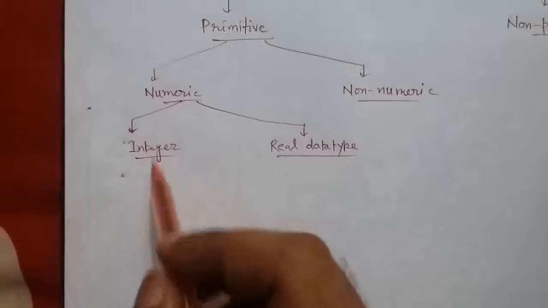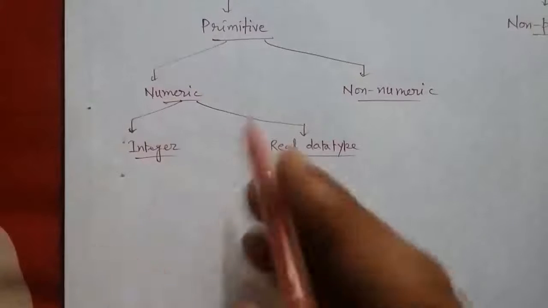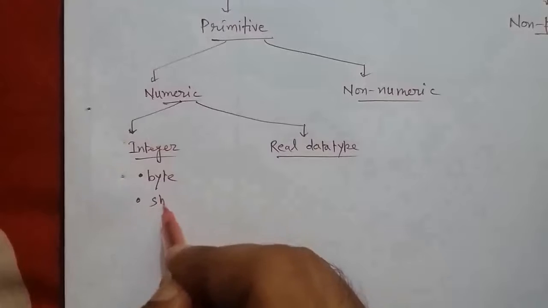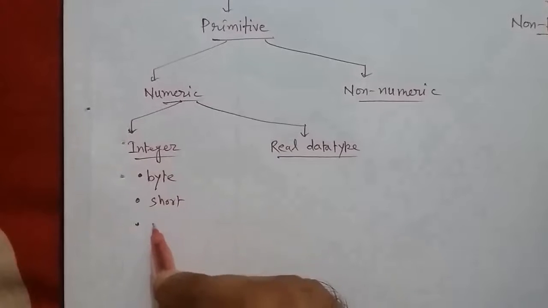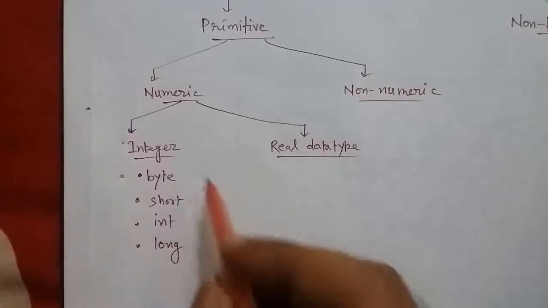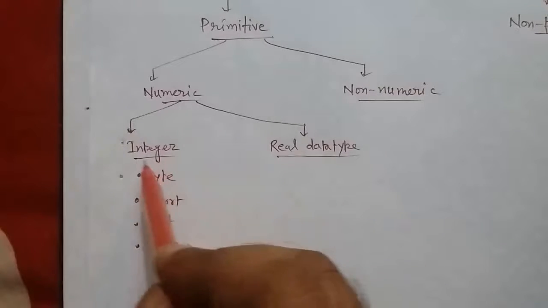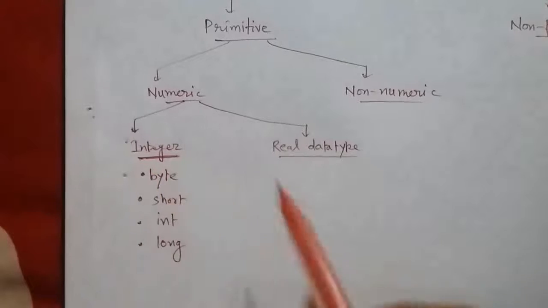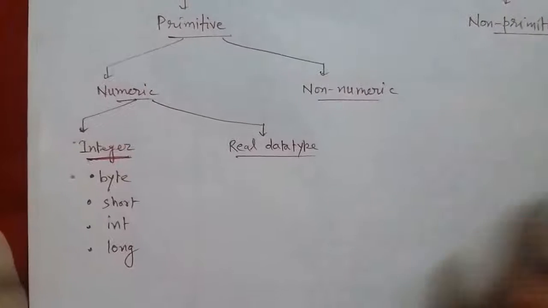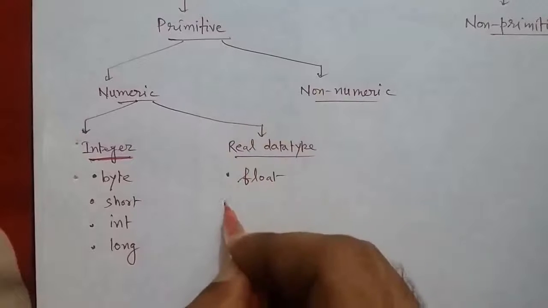So integer data types are divided into four types, and these data types are used in programming. Number 1 is byte, number 2 is short, number 3 is int, and number 4 is long. So byte, short, int, long, these are the data types used in Java as integer data types to store any integer value. Now real data types. Real data types are only two types. Number 1 is float and number 2 is double.